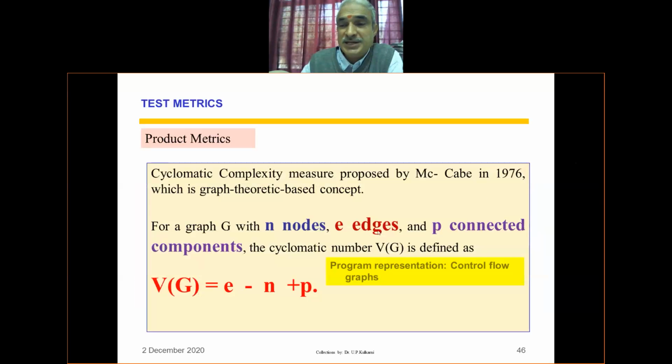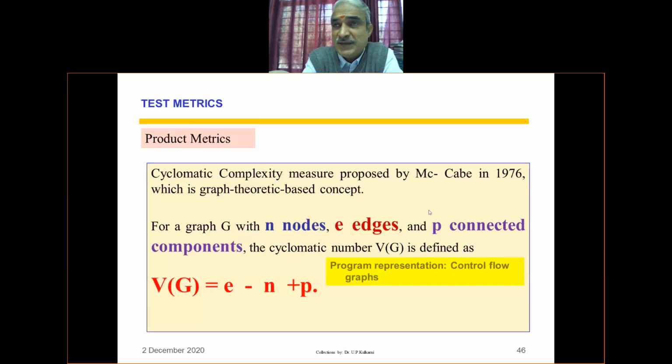Right. Now I'll get into one more topic today and then I'll stop. I wanted everyone to take a screenshot of all these things. Please take it. It's called product metric, which is how complex a product is, and how many minimum test cases I need to check. We call it the cyclomatic complexity measure. It was proposed by Thomas McCabe in 1976.